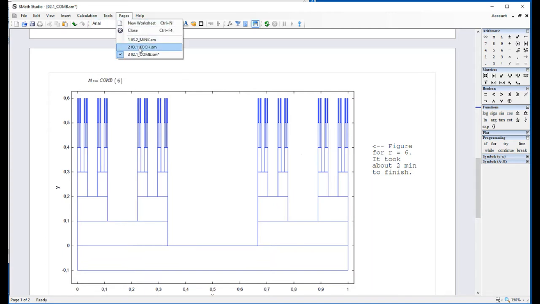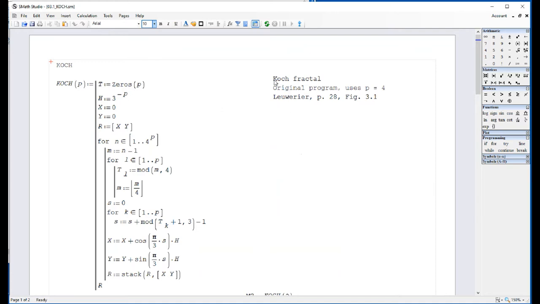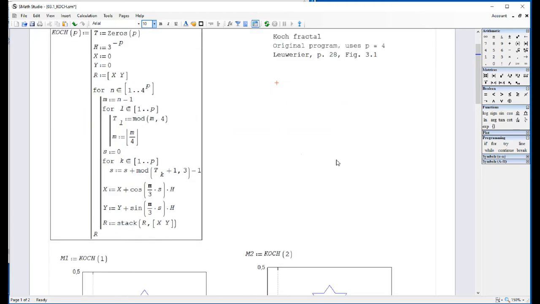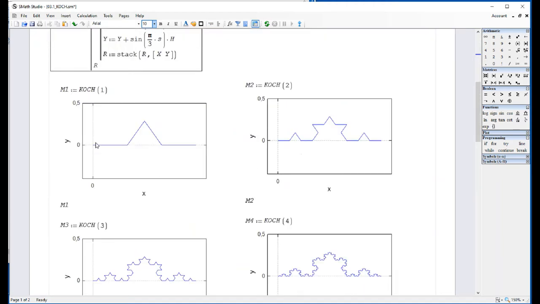The second example is the Koch curve, or Koch fractal. The program is presented in page 28, figure 3.1 of the Lowiter book, and it's calculated using this function. Basically the idea here is that you have a straight line and then you remove the middle part and add these two segments to produce the contour of a triangle. And then for the remaining straight lines, you now add also another triangle in the middle part.